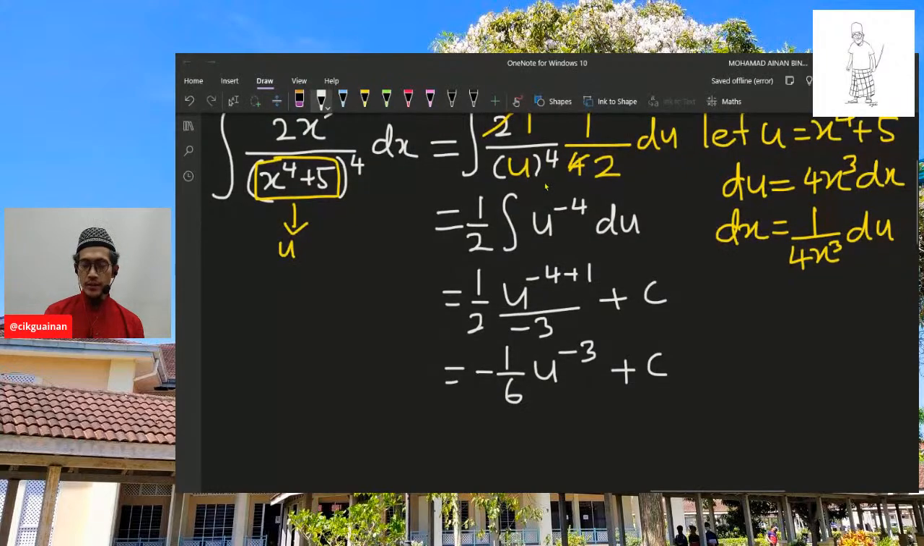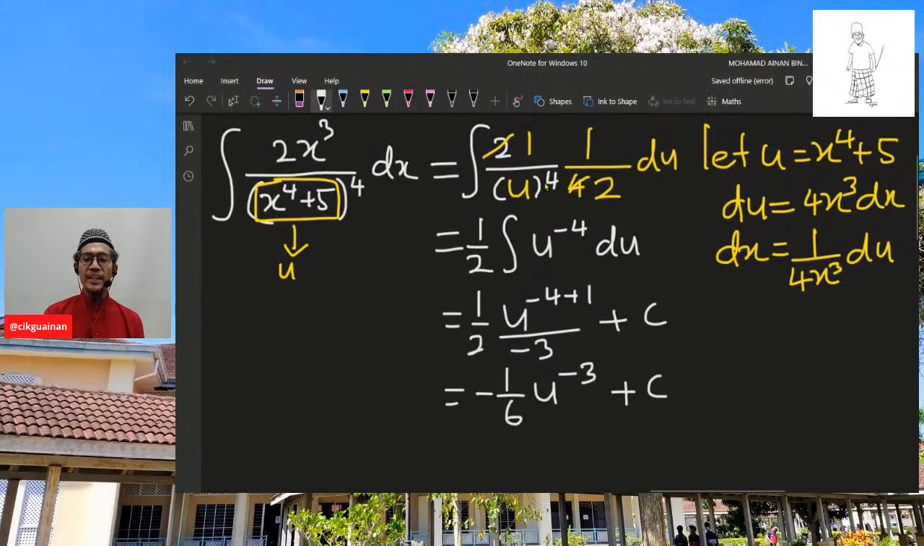Not yet finished. Why not yet finished? Because this u we can replace. Not we can, you must replace. If you didn't replace, you cannot get the final mark for this question. Your mark will be less by 1. It's supposed to be 100, but you get 99.